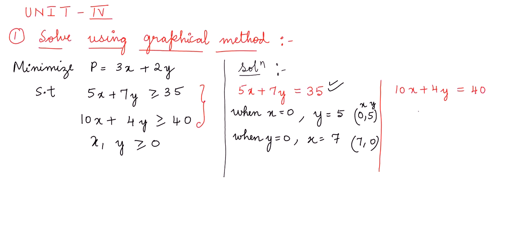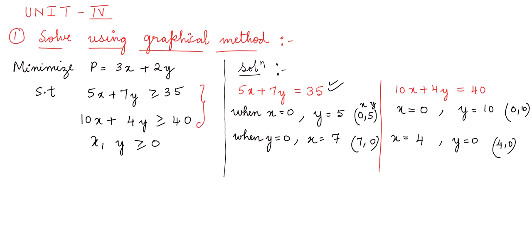Coming to the second equation, the same procedure. Find out what y is when x is 0. The y value is 10. Then when y is 0, what is the value of x? It is 4. So what are the pair of points? The first point is 0 comma 10. The second point is 4 comma 0. So we have got the pairs of points.